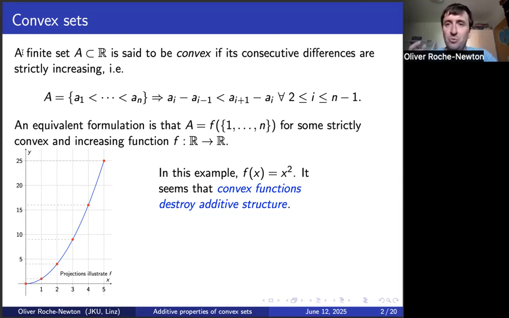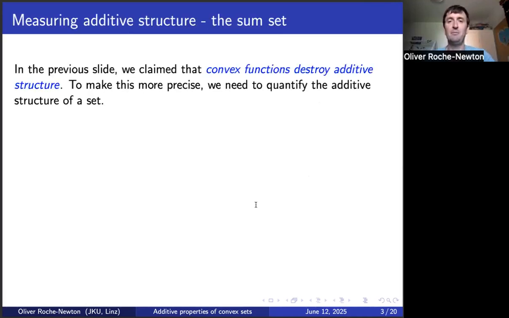And how precise this statement in blue really is depends on how you quantify what additive structure is, how you define your additive structure, the different interpretations of what additive structure exactly is. So let's talk about what additive structure could be. The first measure I would suggest is the size of the sum set.